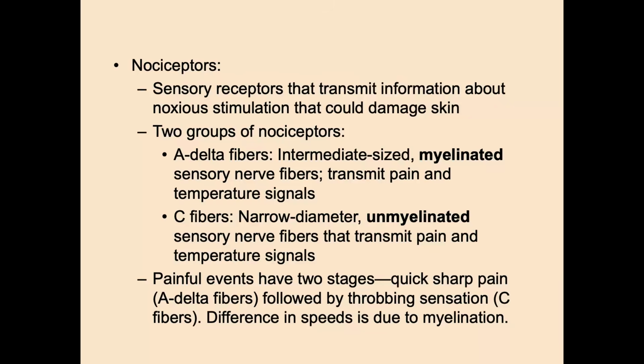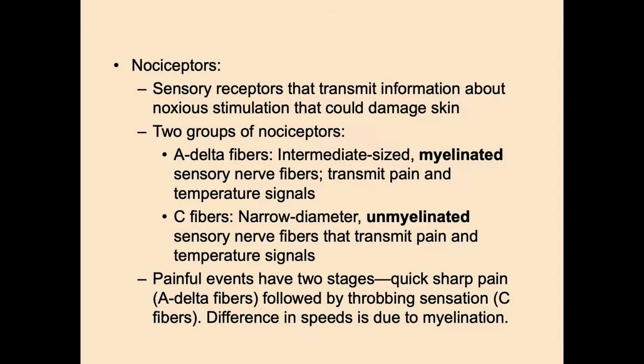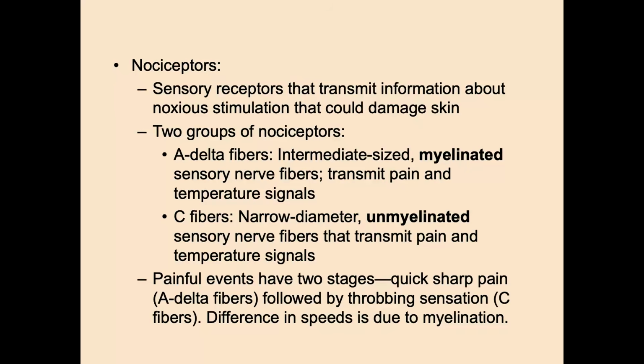There are also nociceptors. These are receptors that signal pain. They transmit information about noxious stimulation that could damage your skin. The key thing to note here is that there are two main groups of these nociceptors. They have two different names, A delta fibers and C fibers. But the key thing to know about them is that one of them is myelinated and the other is unmyelinated. They both transmit information about pain and temperature.